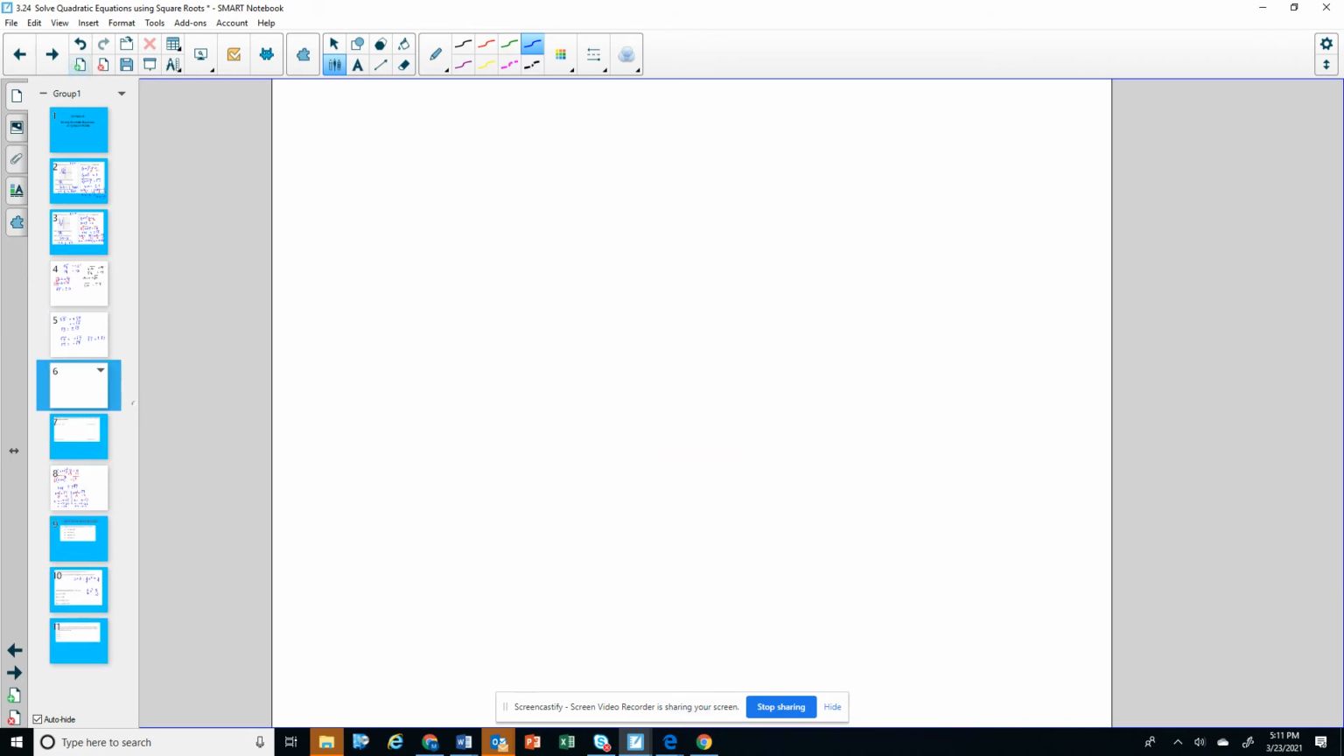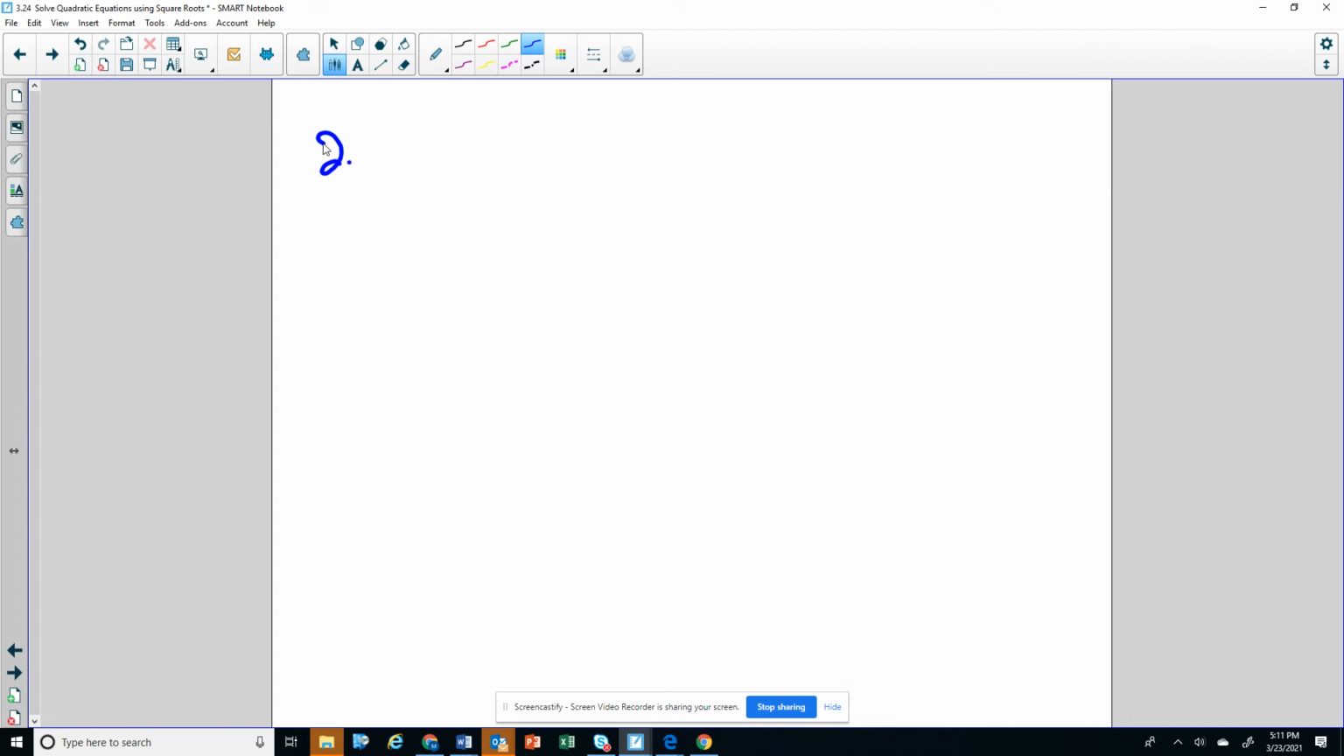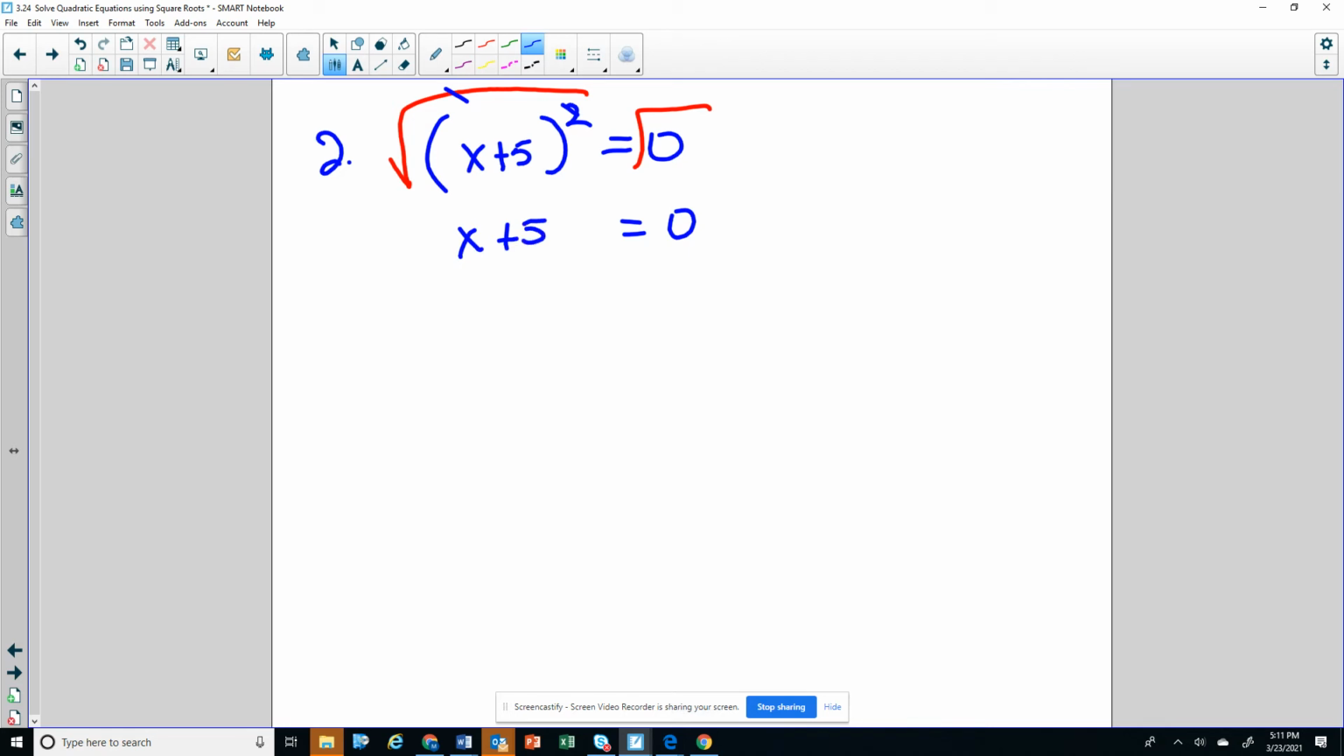Number 2 is x plus 5 squared is equal to 0. As you can see, my x plus 5 squared is all by itself on the left side. So all I'm going to do now is take a square root. The square root of 0 is 0. On the left side, the square cancels the 2, so I'm left with x plus 5 is equal to 0.